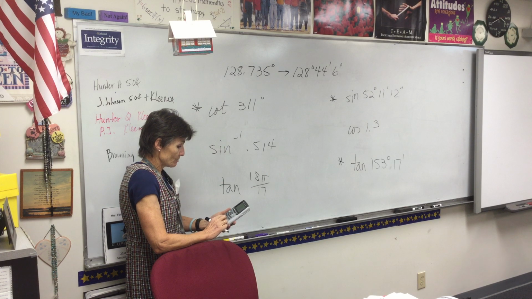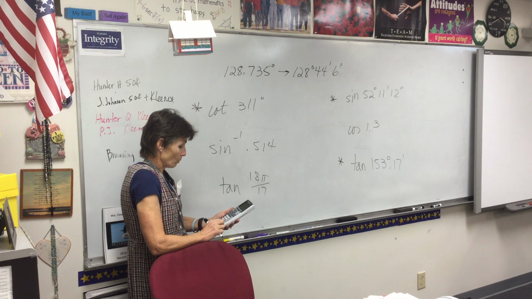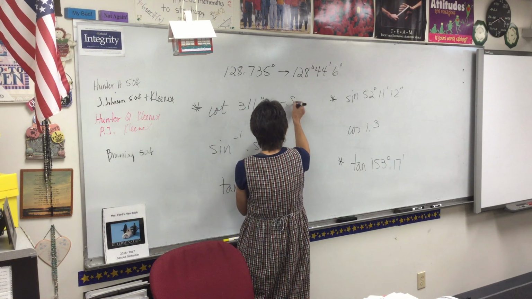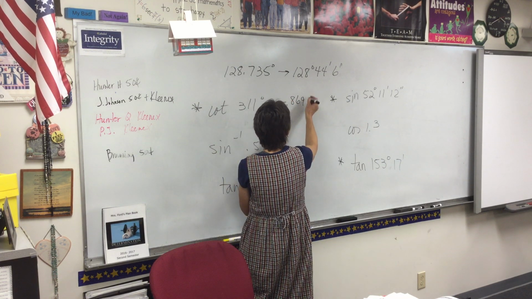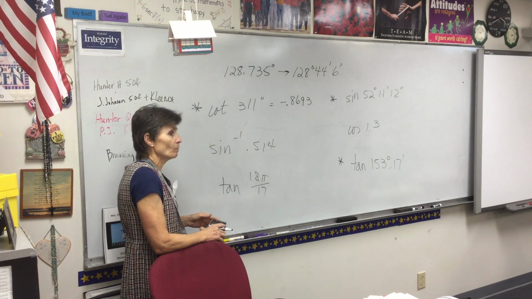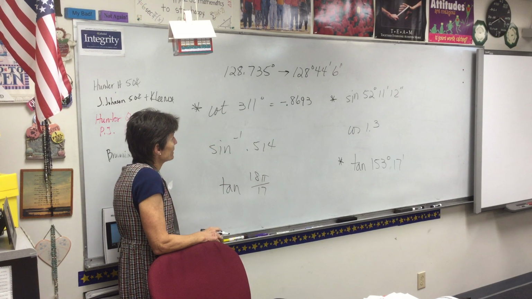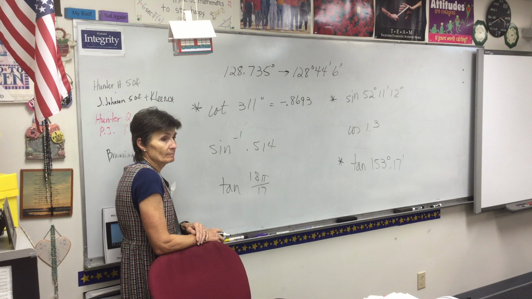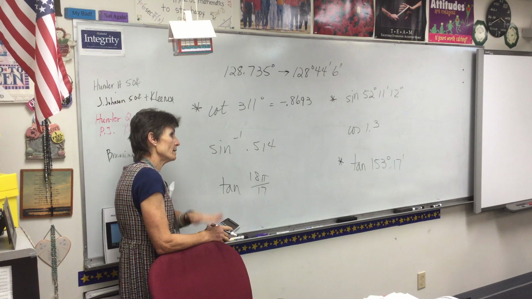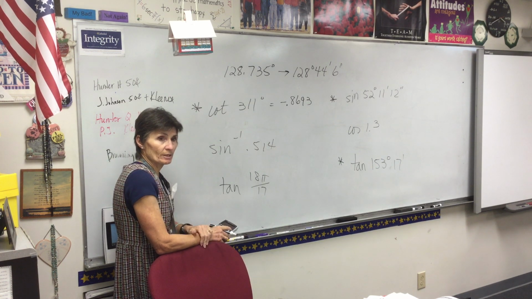How do I type in a cotangent? 1 divided by tangent. That's right. Negative 0.8693. We're rounding to the nearest 4 decimal places. So negative 0.8693. One more time. How do we type in a cotangent? 1 divided by tangent.